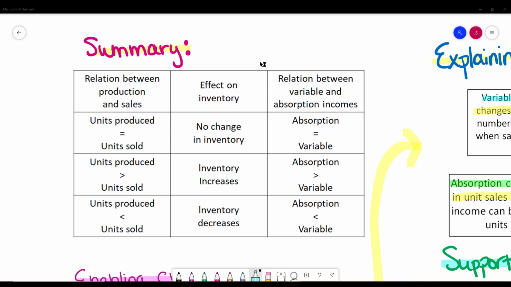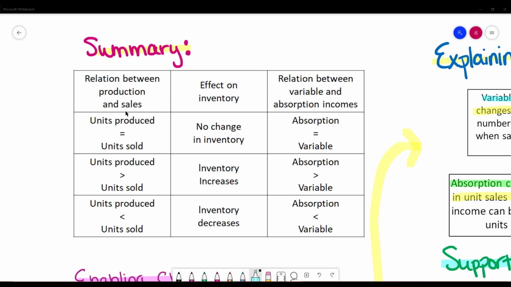So in the last video, we finished up our comparison of absorption and variable costing and comparing their net operating incomes and doing the reconciliation. So now we're just going to look at a summary of the comparisons of the two, and we'll finish off this video discussing just a couple of other points.